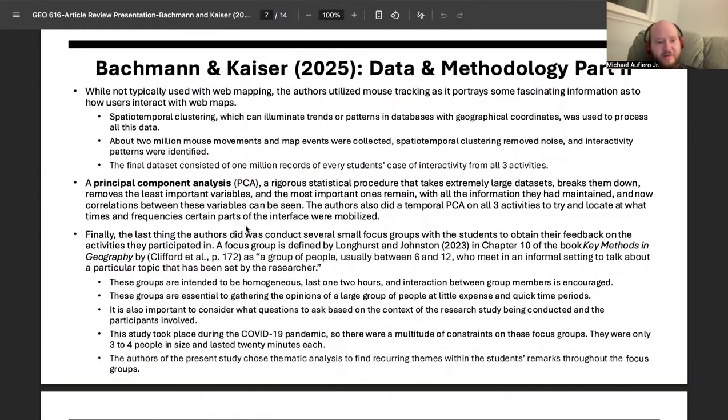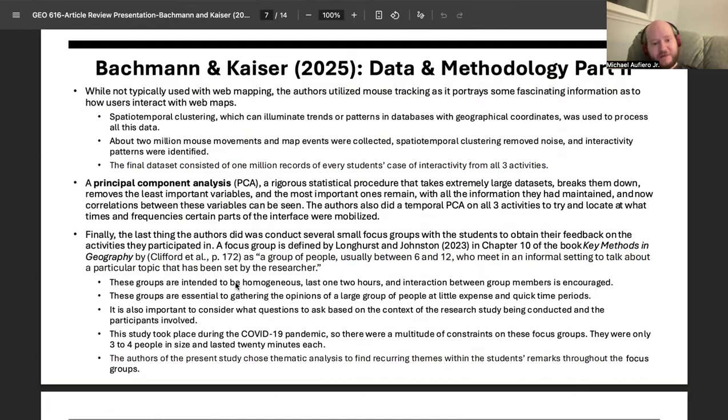Finally, the last thing the authors did was they held focus groups with the students. A focus group, defined by Longhurst and Johnston, 2023, in Chapter 10 of the book Key Methods in Geography by Clifford et al., on page 172, states that a focus group is a group of people, usually between 6 and 12, who meet in an informal setting to talk about a particular topic that has been set by the researcher.